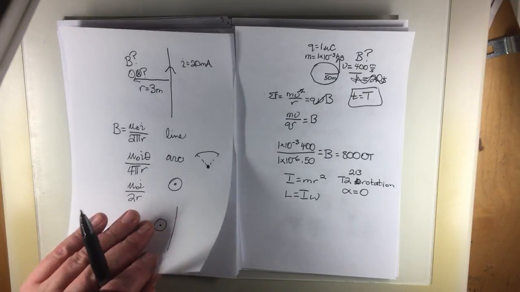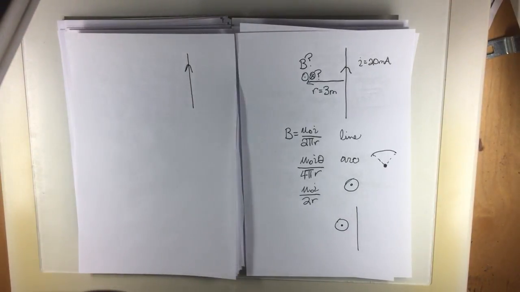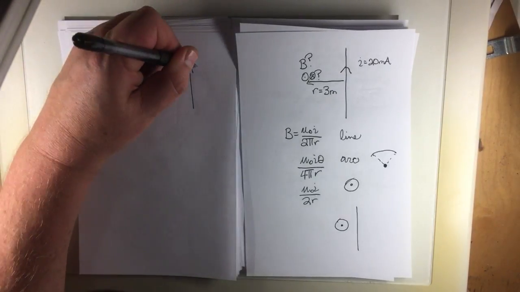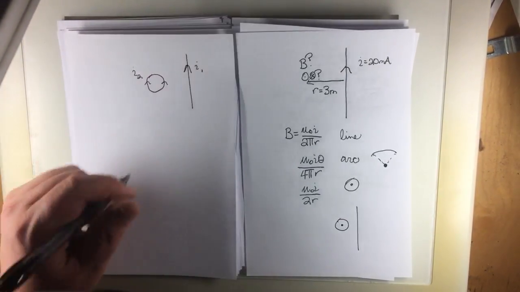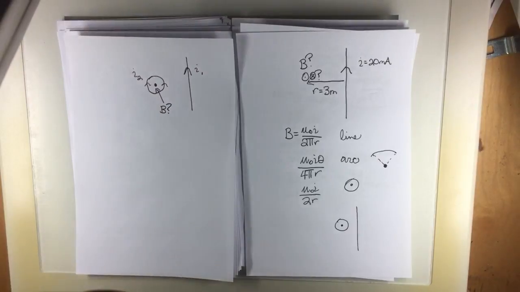Let's do this then. I want to know what the B field is at that point. And the thing that I would do with this is, clockwise. Oh, hold on. Counterclockwise.